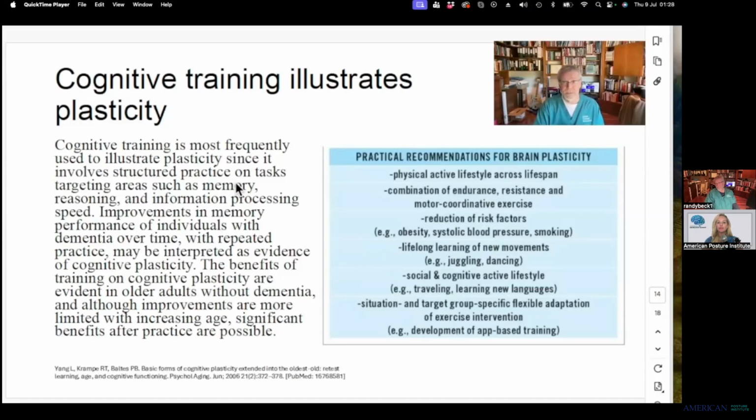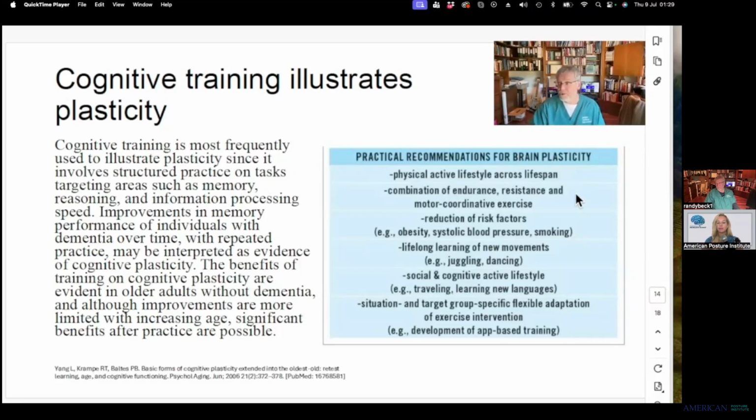Significant benefits can still happen basically throughout the rest of our lives. So if you have someone who you're worried about, a patient, or someone who you want to get doing things, let's look at how we can improve some of this plasticity through cognitive training. So obviously physical activity over the lifespan is important. So if they're not exercising, it's time to get them out, get them going. A combination of endurance, resistance, and motor coordinated exercise is the best if we can do that.